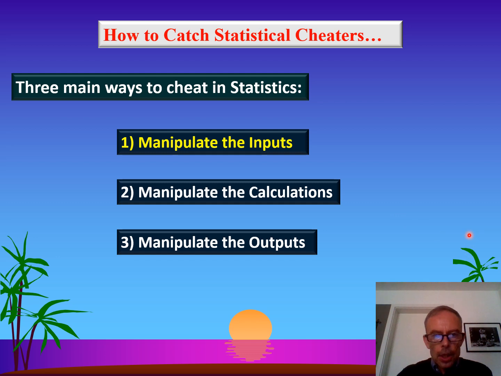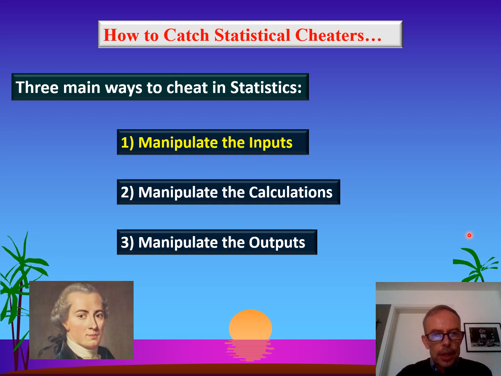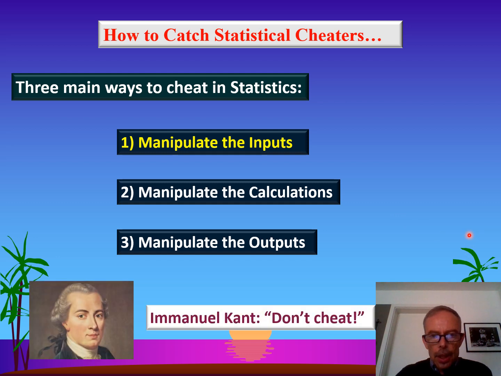Some words of wisdom before we start. Take it from an old guy like me and an even older guy like Immanuel Kant, who said in his categorical imperative, never cheat. And that's what you should do. Be honest, value the truth, because it's the right thing to do, and often cheaters get caught. And how to do that in statistics, I will show in this little video.